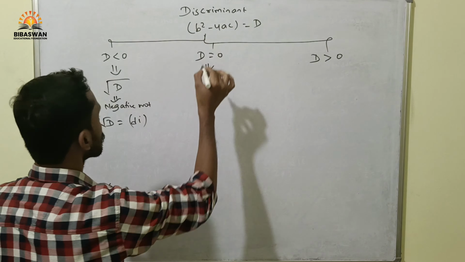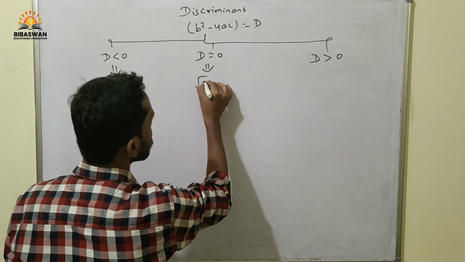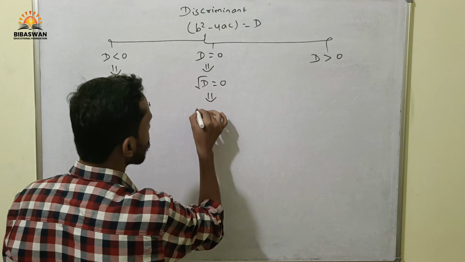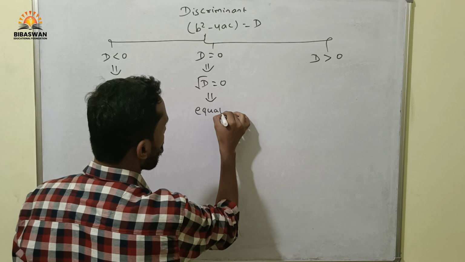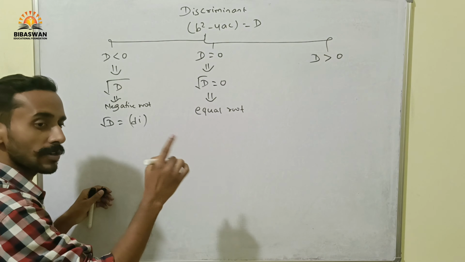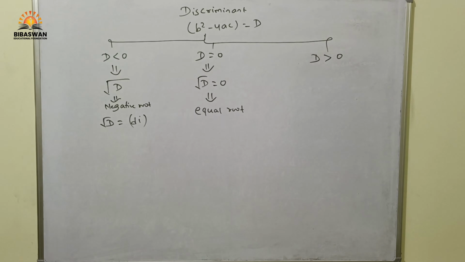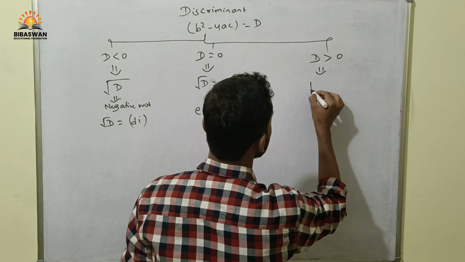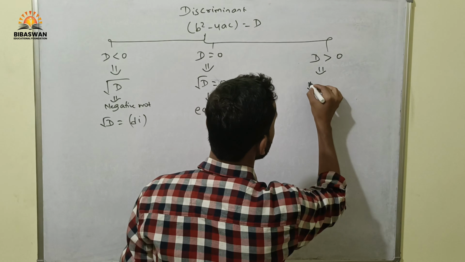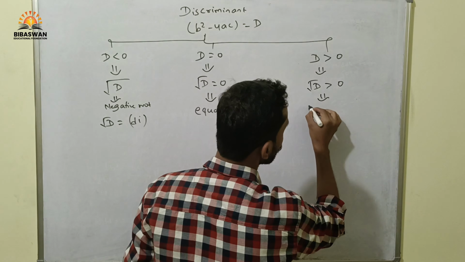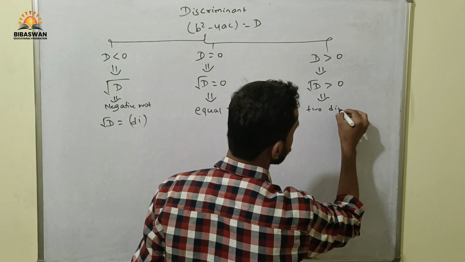Now if D is equal to 0, then root over D is equal to 0. Then we find equal roots. Equal roots means the two roots are the same. I will give an example of each and everything. And if D is greater than 0, it means root over D is also greater than 0. Then we find two distinct roots.